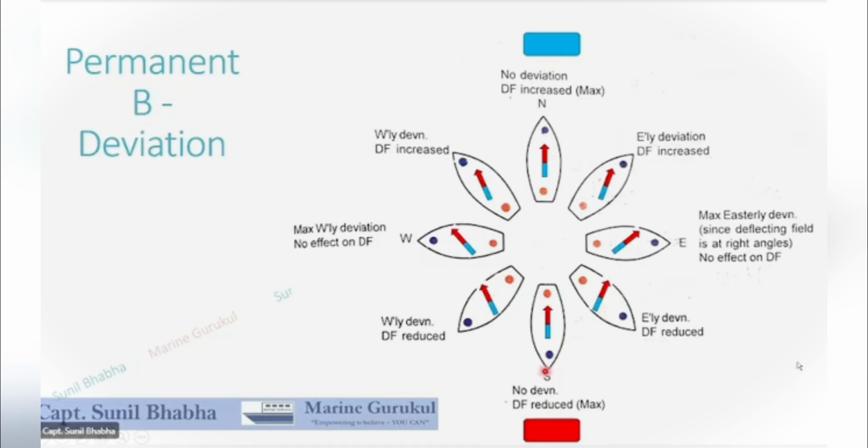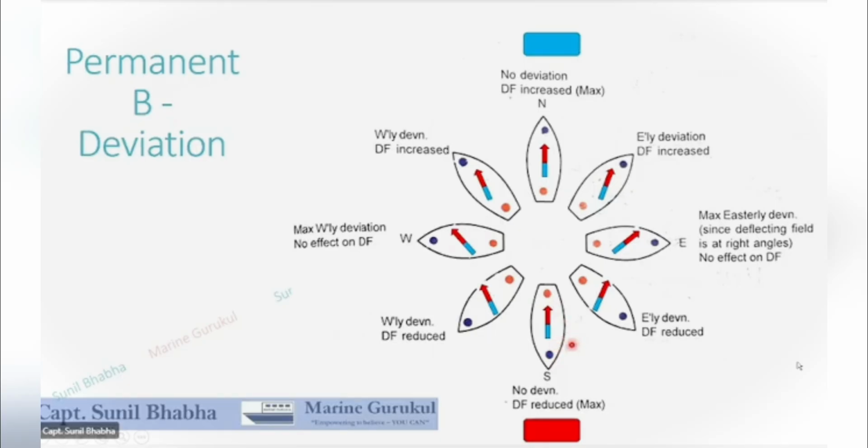When the ship goes on southerly heading, even though the blue pole is closer to the blue end of the compass needle and the red pole is closer to the red end of the compass needle, they are still not able to generate any deviation. The red and red poles are repelling, blue and blue poles are repelling, but the strength of the poles of the ship is much weaker as compared to the strength of the Earth's poles. So that is why they are not able to turn the compass needle by 180 degrees.